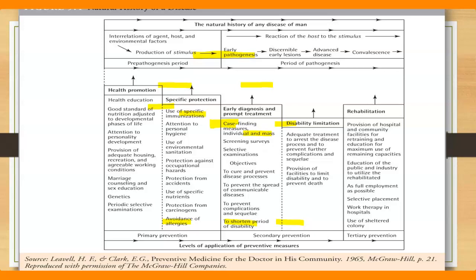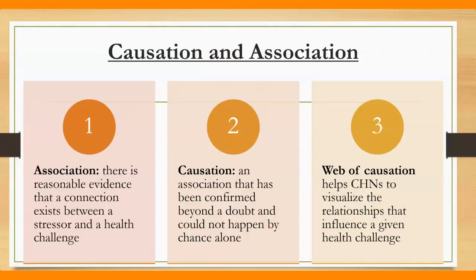Disability limitation: provision of facilities to limit disabilities and prevent deaths, adequate treatment for individuals, and rehabilitation. So provide hospital and community rehabilitation, education to the public and industry to utilize rehab for as full employment as possible, and selective placements and shelters as well, and therapy in a hospital as well.